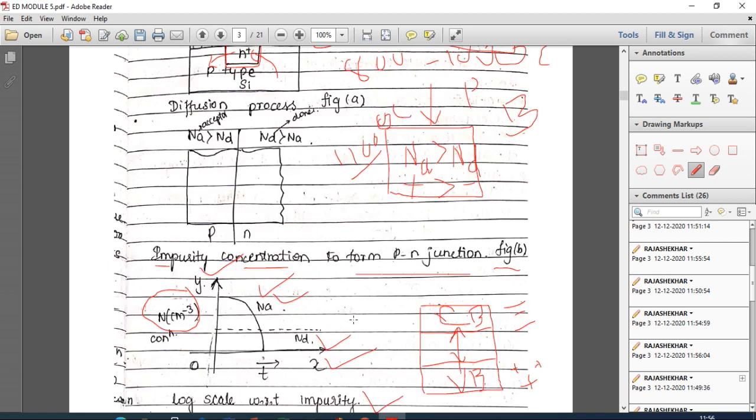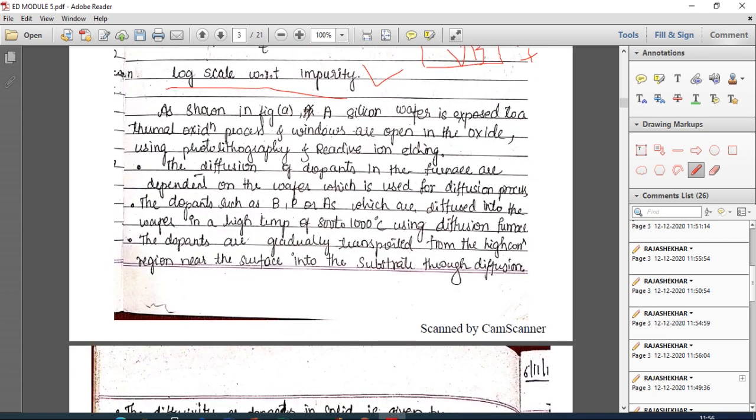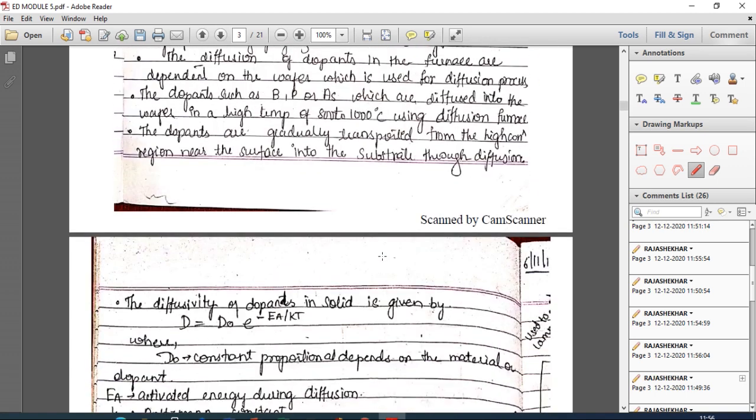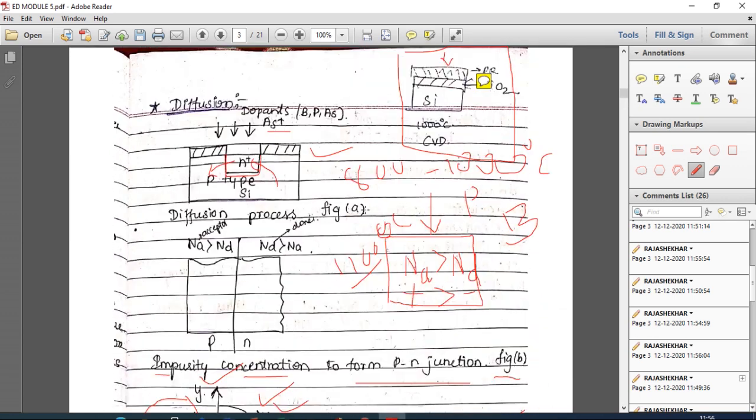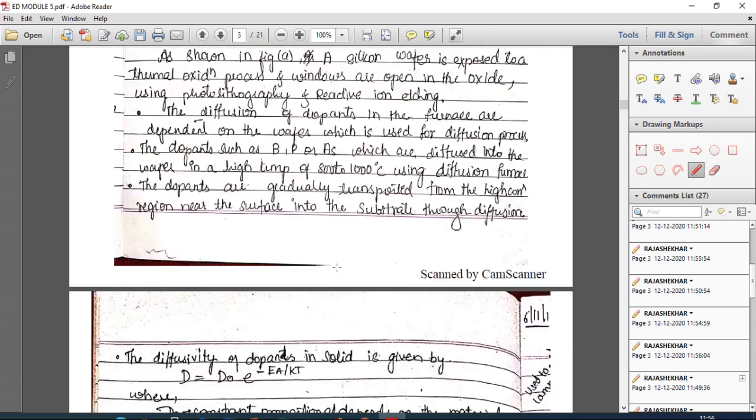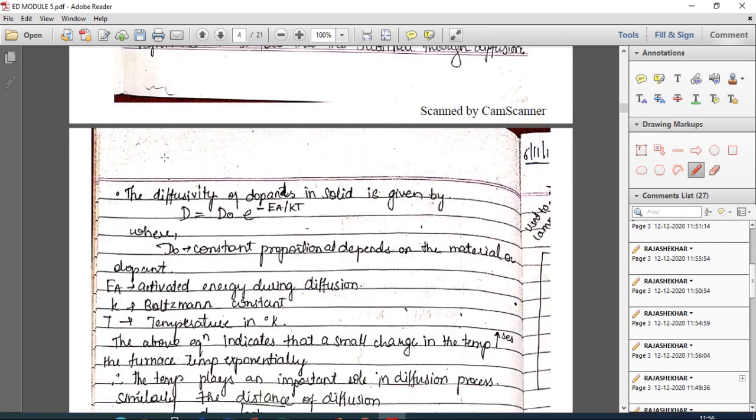Now the same thing is explained in the theory part shown here, but we can also represent this diffusion process in terms of equations. No derivations, I am only going to represent this in terms of equations. First, the diffusivity of dopants in solid. The dopants, like arsenic that we chose here, or you can choose phosphorus or any other dopants.